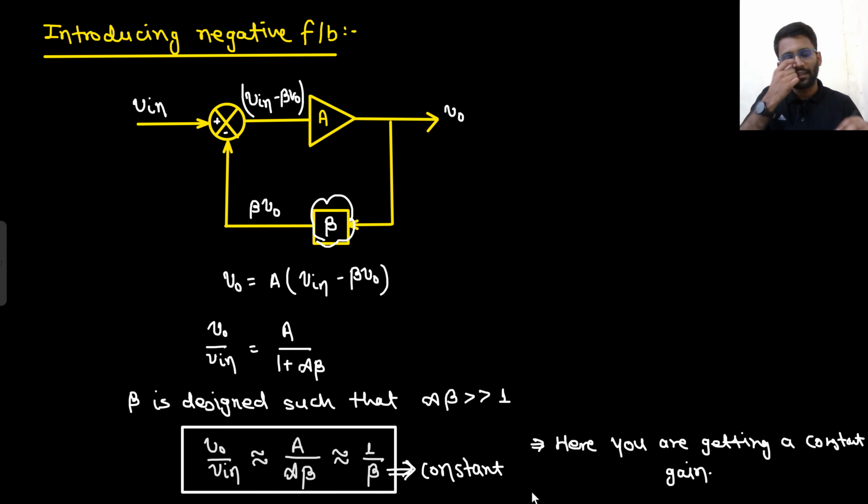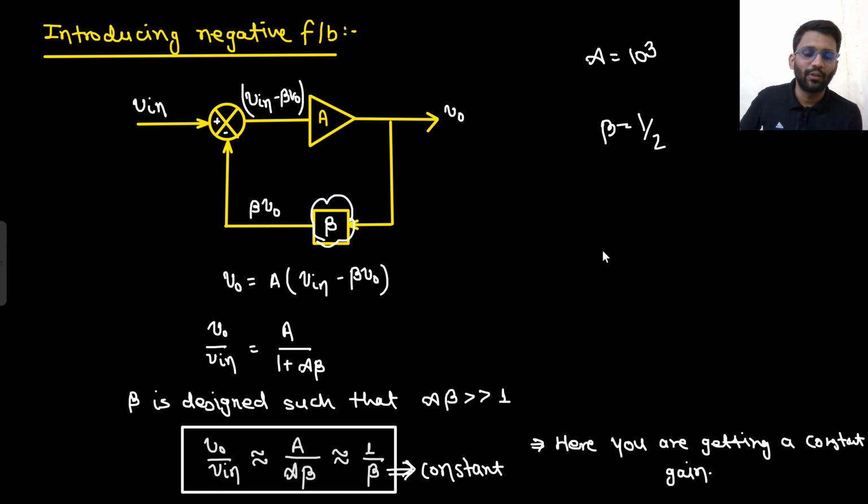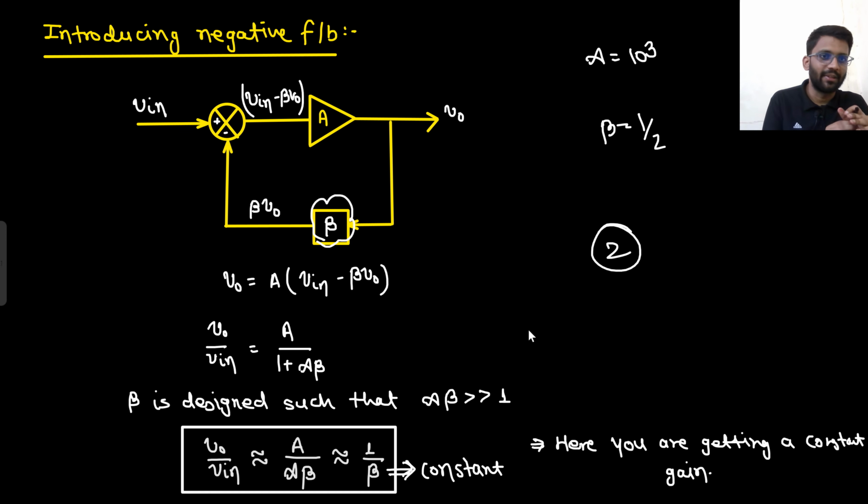Now you will say, sir, this is good, but previously I was getting gain A equal to 10 to the power 3. Now let's say I designed my beta such that it is 1 by 2. So what will be my gain? Gain is 2. So sir, gain is reduced. Yeah, the gain is reduced. This is for sure. The gain has reduced, but you got the stability. So if you want gain stability, you have to compromise on the amplitude of the gain. Previously the amplitude was 10 to the power 3, but now the amplitude is 2 only.